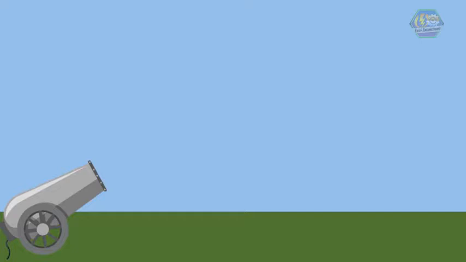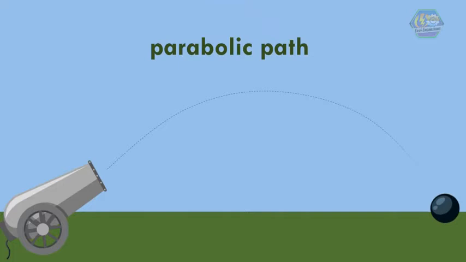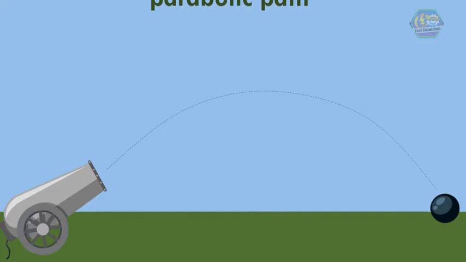Suppose you are firing a cannon at some angle. The cannonball will follow a parabolic path during its flight before it reaches the ground. We will try to understand the movement of the cannonball.